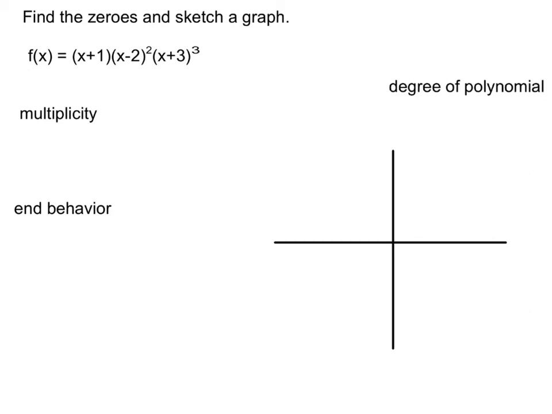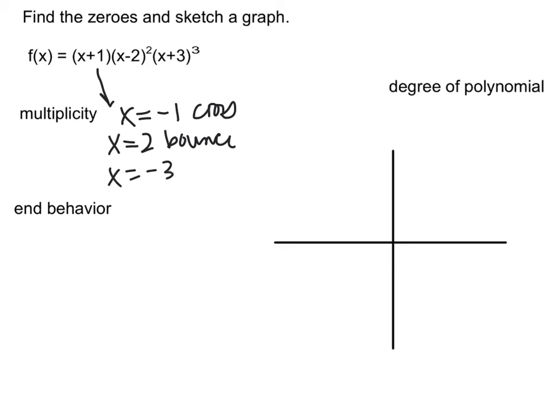Okay, so find the zeros and sketch the graph. All right, so we're looking here at multiplicity and factors. So the multiplicity, if we look here, the factor is going to be at x equals -1, and it's going to be a cross there. And at x equals 2, that will be a bounce. And at x equals -3, that's going to be a wiggle.